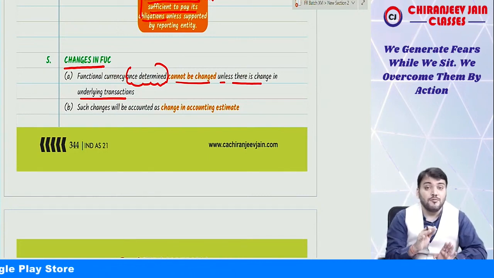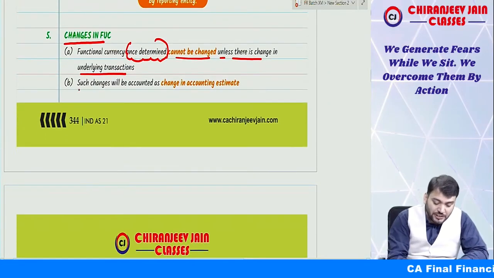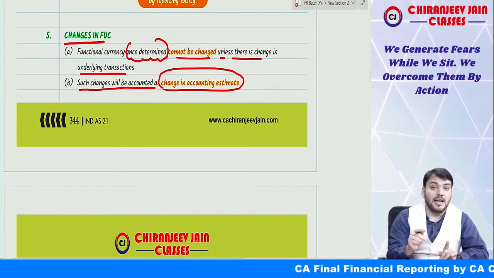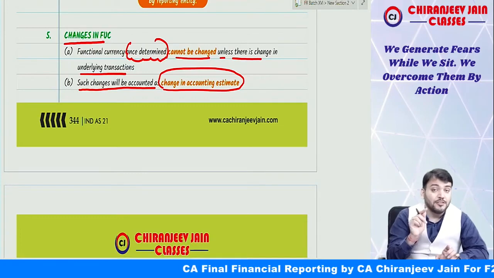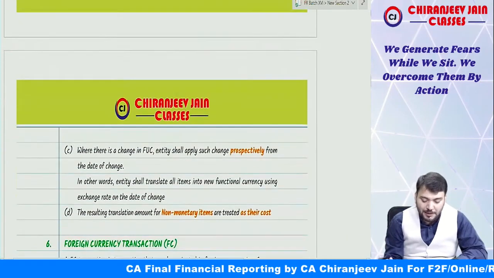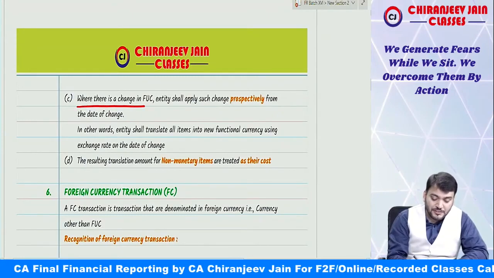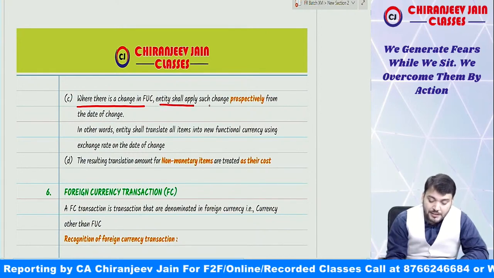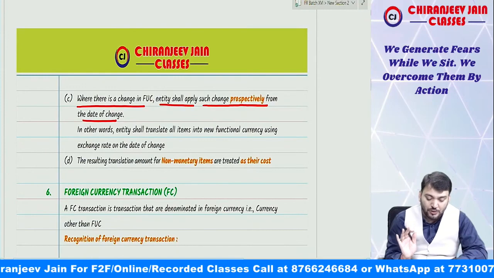But the question is, when we change our functional currency, what needs to be done? Ind AS 21 says such a change will be accounted for as a change in accounting estimate. Means accounting will be on a prospective basis, not retrospective. Where there is a change in functional currency, entities shall apply such change prospectively from the date of change. Hope you have understood.